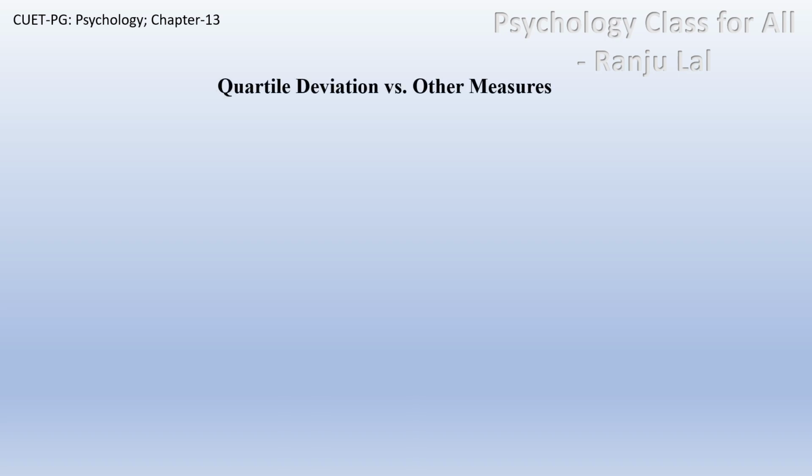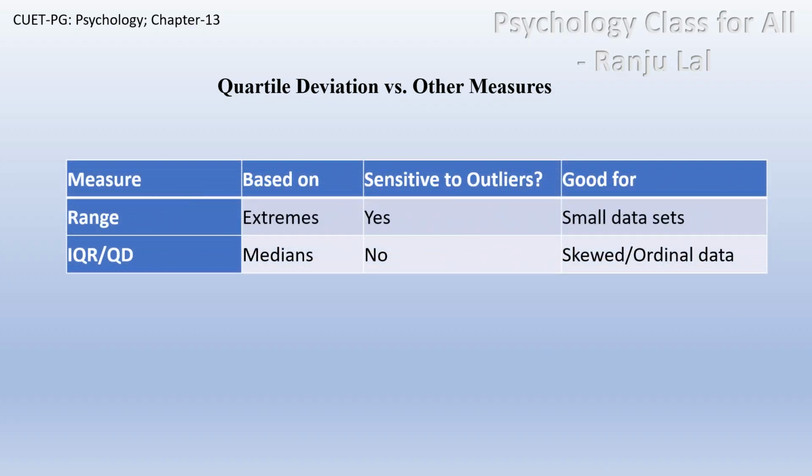Now there is a comparison table of quartile deviation with other measures that we have already learned in previous videos, such as range and interquartile range. Here I have depicted interquartile range versus QD. Range is based on extremes, whereas IQR and QD are based on medians. Range is sensitive to outliers, but IQR and QD are not. Range is good for small data sets, and IQR and QD are good for skewed or ordinal data. So, quartile deviation may seem small, but it's a powerful tool in psychology.